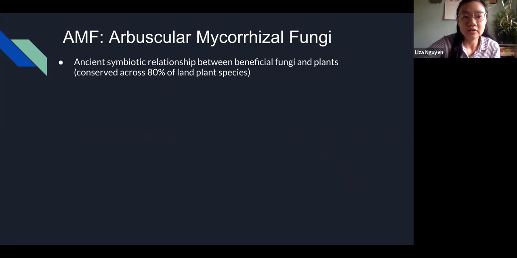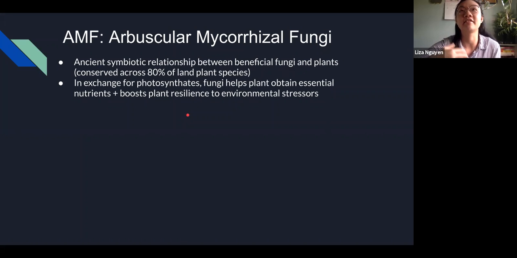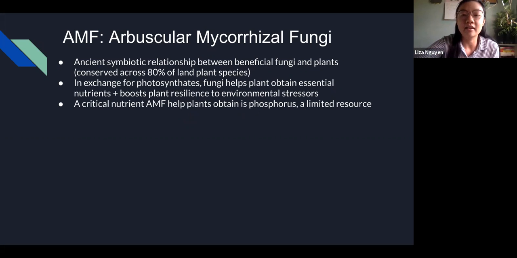this symbiosis. This symbiosis basically entails the fungus helping plants obtain essential nutrients, as well as helping them survive against other environmental stressors in exchange for sugars and lipids and other plant compounds, which the fungus needs to complete its life cycle. One of the most important nutrients that AMF help plants obtain is phosphorus, which is a limited resource for plants here on Earth. And so there's been a lot of interest in trying to see if we could use mycorrhizae to help mitigate the application of phosphorus fertilizer in agronomic systems.